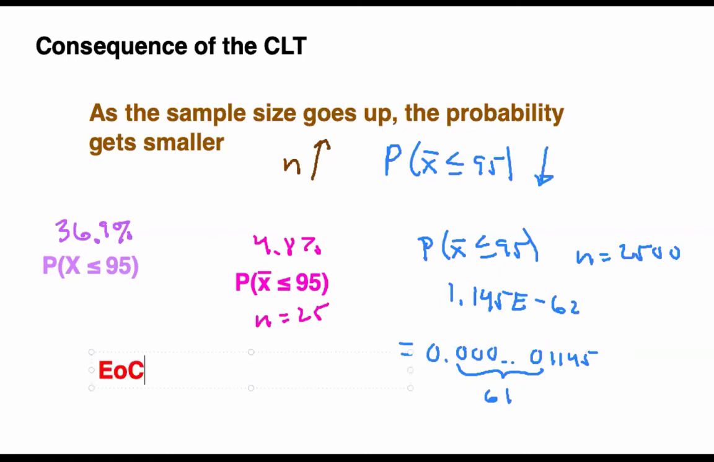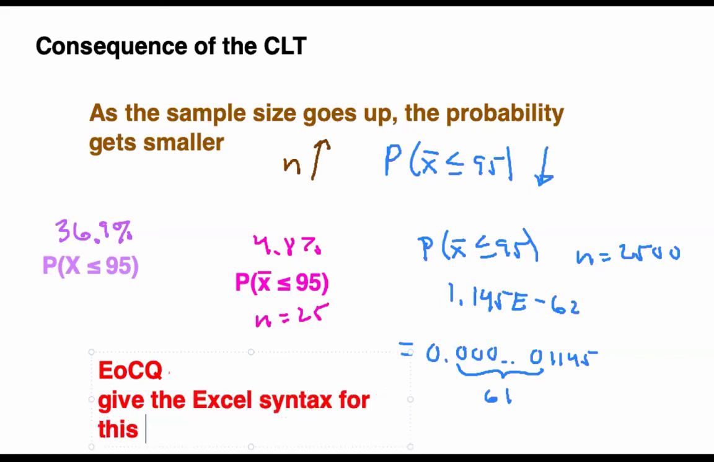Here is the end of class question for this point in the lesson. Give the Excel syntax for this calculation. In other words, what would I have needed to enter in Excel to get this result? There is more than one way to do this, so please be precise and concise in your answer. And this then ends our discussion on the central limit theorem for now. The next module will explore other types of sampling distributions we might encounter.